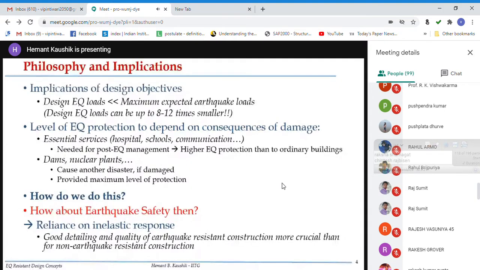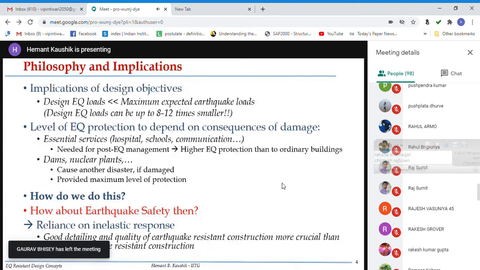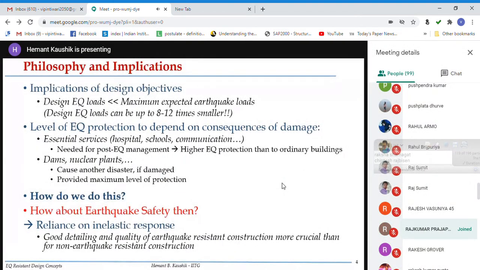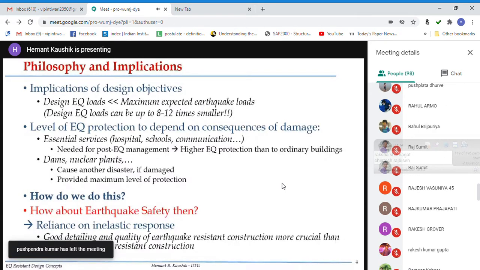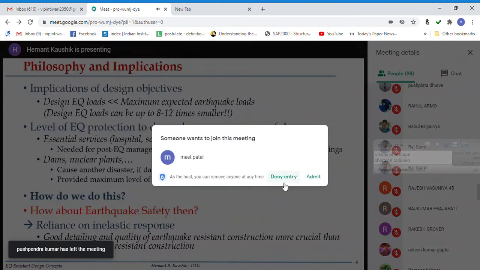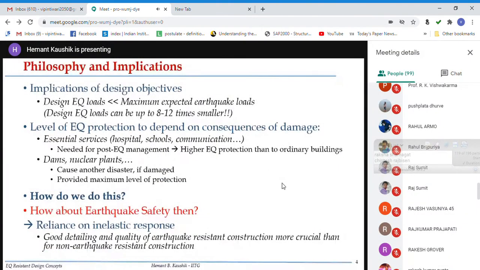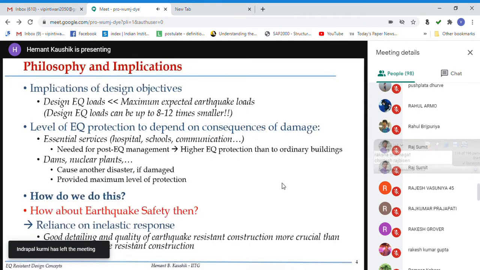So what I'm saying here, that if there is a building in seismic zone 5, and if the design base shear, design earthquake load for that building is, let us say, X, we can design this building for only 0.1X, right? 1/10 of that. So how is it possible? That is possible because of many issues that we incorporate in the seismic design. So this is one implication, that the design earthquake load is much lesser than the maximum expected earthquake loads.